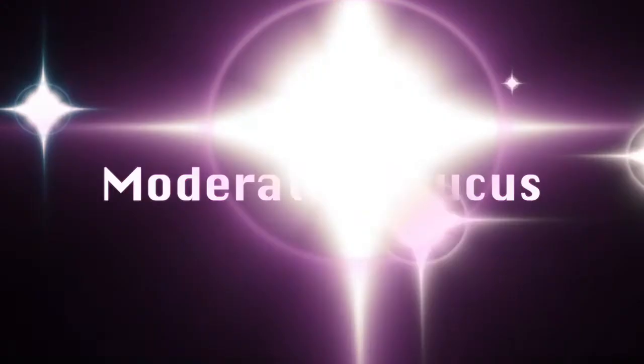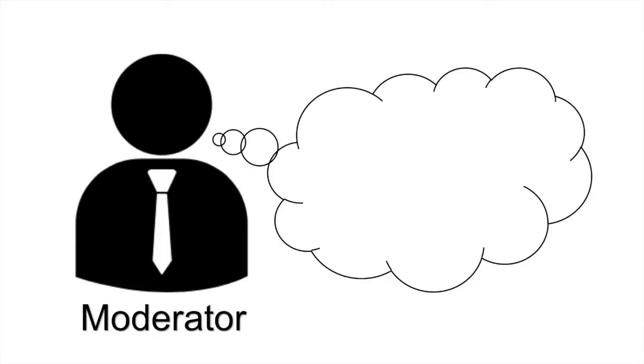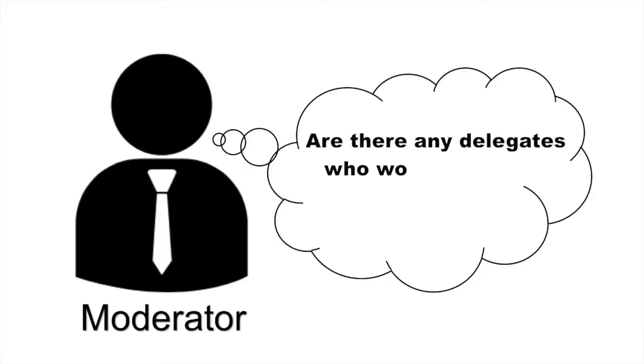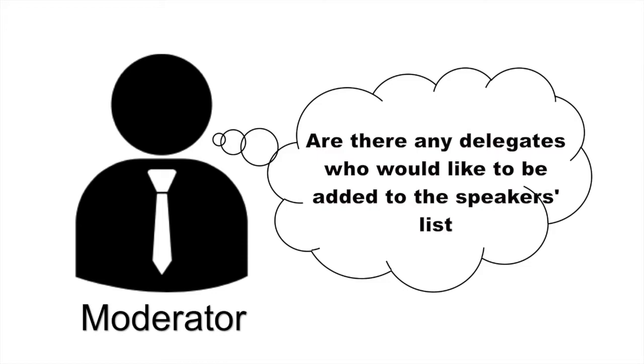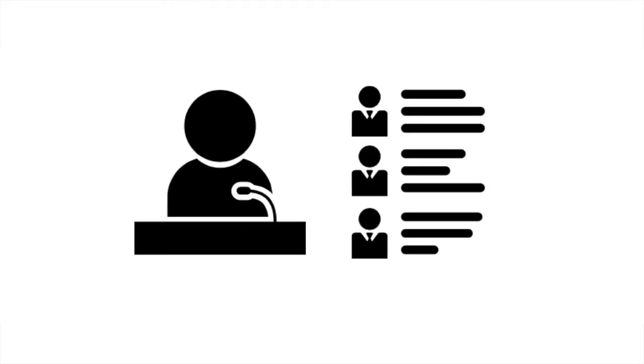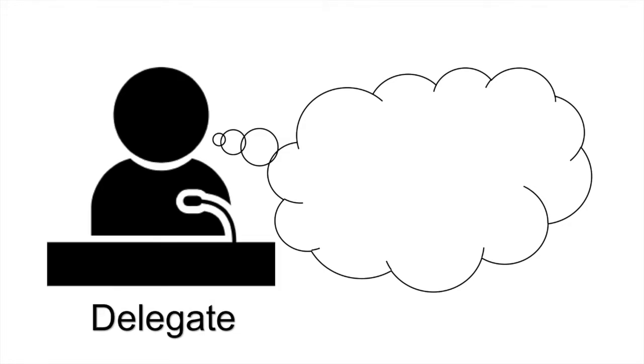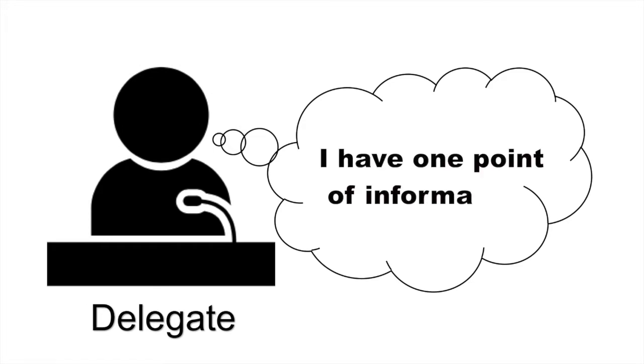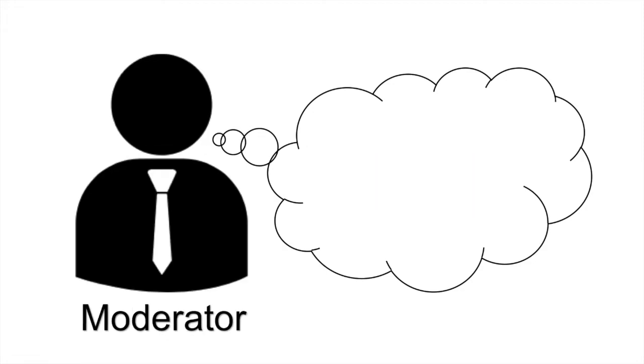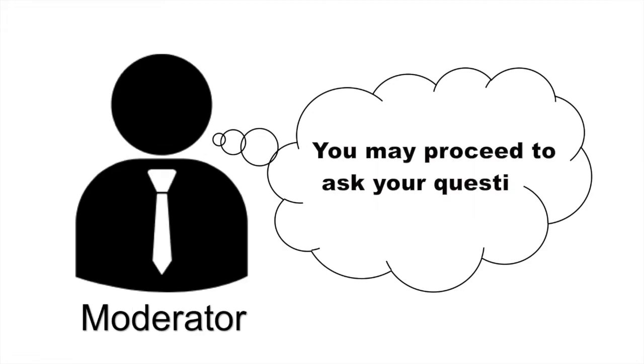For a moderated caucus, the discussion on a particular issue will be monitored by the chair. The moderator calls for any delegates who would like to be added to the speakers list. After delegates who are willing to talk are added to the speakers list, delegates would then take the floor and speak. The moderator can also ask if the delegates speaking are open to any points of information. Once the delegate who has the floor specifies how many points of information he or she is willing to take, if any, the moderator then selects the delegates to ask their question.